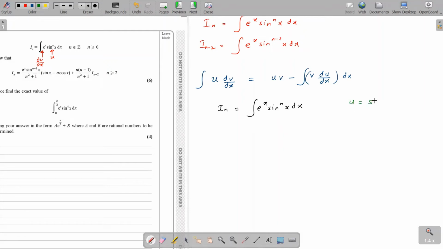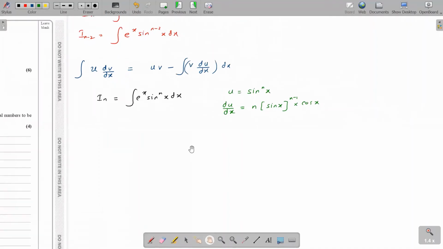The u is sin^n x, right? Can you all tell me what's du/dx? Can you differentiate? First priority, the power n comes to the front: n sin^(n-1) x, times the differentiation of sin x, which is cos x. Are you with me? So this is du/dx.